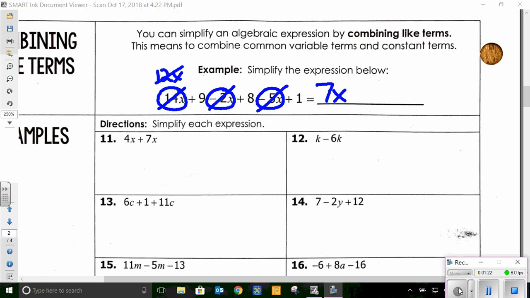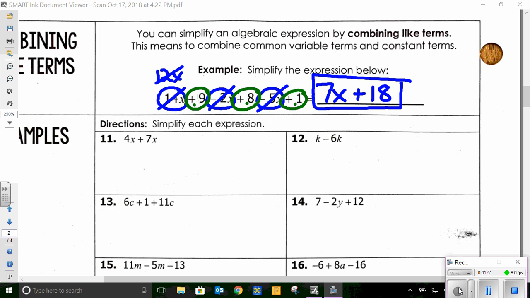Remember, I've also got to do all my constants, and the constants are going to be sort of the caboose of this. I mean the end of it, just like a train. I have 9 plus 8 plus 1, so I'm just adding all those. And remember, I can add in any order. So the easy thing is I'm going to add 9 plus 1. That gives me 10. Plus 8 is 18. So I'm going to add 18 to this 7x. This is my final answer right there. That is simplified. That's as simple as it gets.